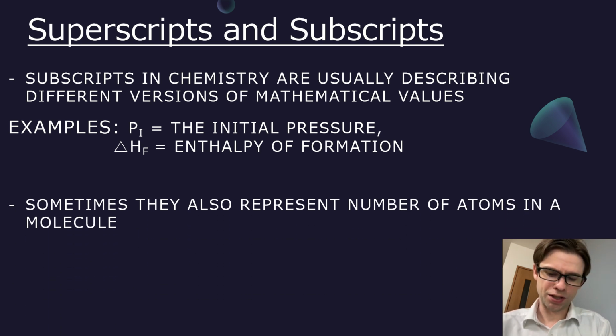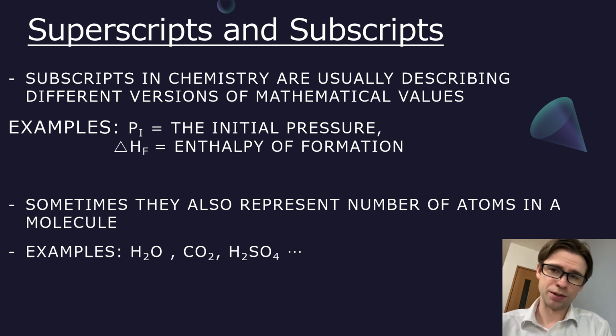Sometimes they also represent number of atoms in a molecule in molecular formula. So for example, you guys probably know H2O, CO2, H2SO4. The numbers there are written as subscripts, smaller versions in the bottom right corner after some letter. That represents how many of that type of atom exists in that compound.